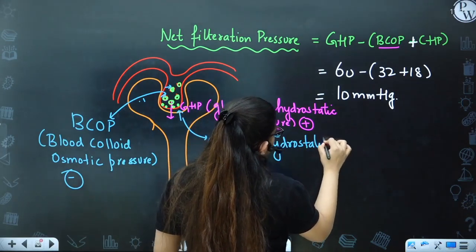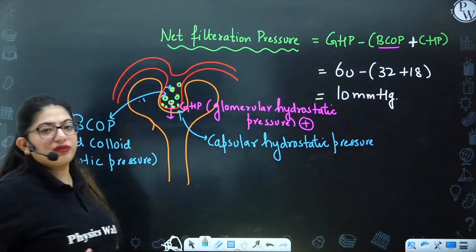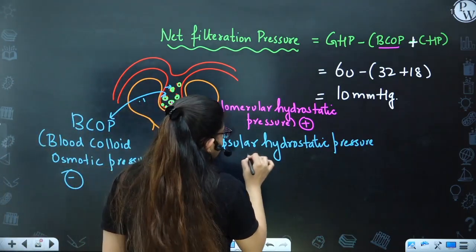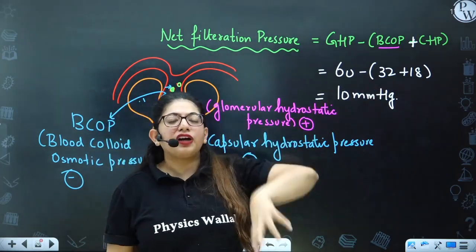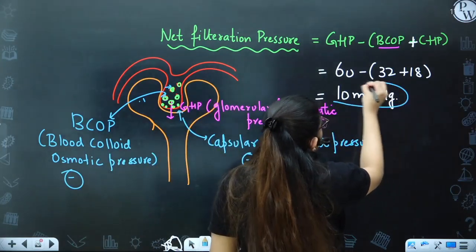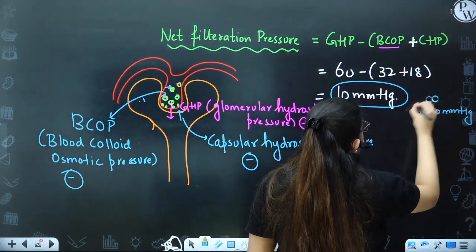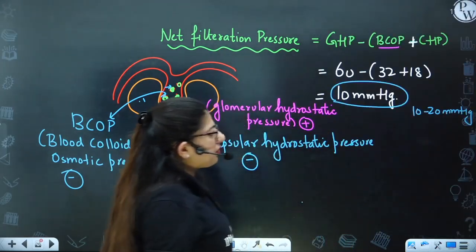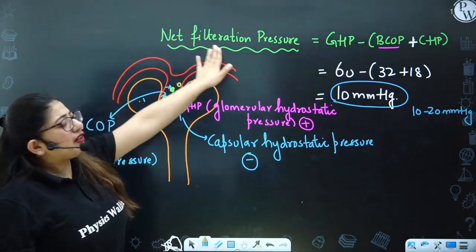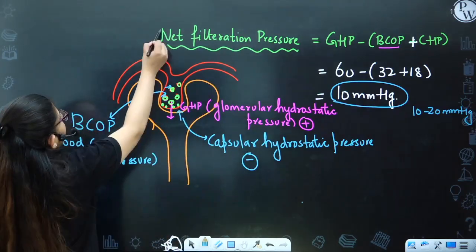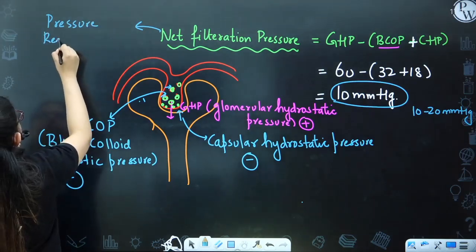Capsular hydrostatic pressure is due to the opposing pressure of the filtrate in Bowman's capsule. It is also negative. So when you sum up everything, you get a net filtration pressure of around 10 mm of mercury. This is basically 10 to 20 mm of mercury, and varies from person to person, depending on their condition and whatever the person eats in day-to-day life. Fine. So net filtration pressure is the pressure required for filtration.